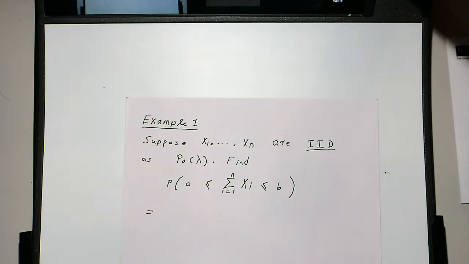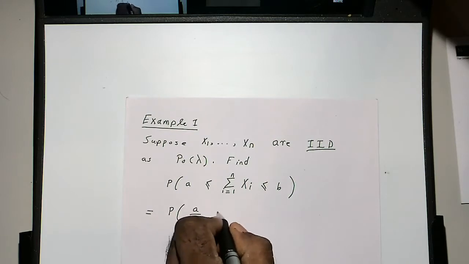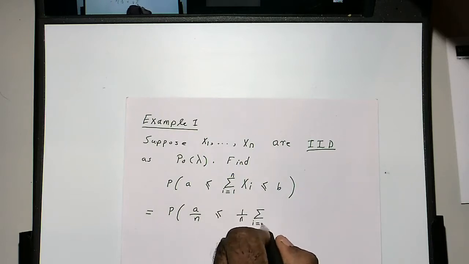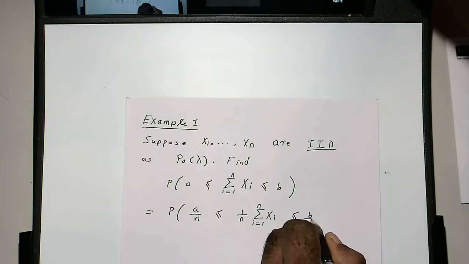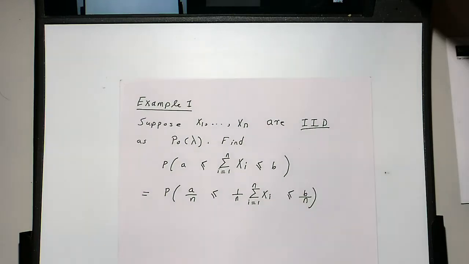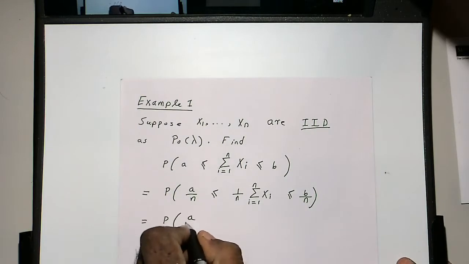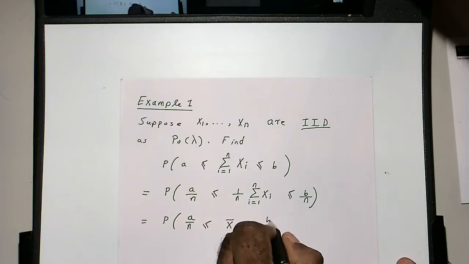And so obviously, because this involves the sum, one way we can do this is to use the central limit theorem, right? So that's what I'm going to do. So the first thing I'm going to do is divide everything inside the brackets by the sample size, n. So this will become the probability that a divided by n is less than or equal to x bar, less than or equal to b divided by n.